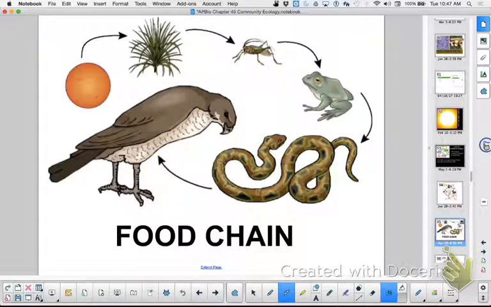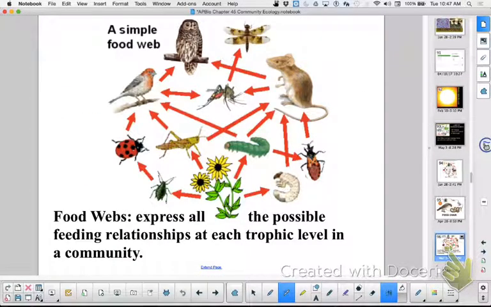So what we're looking at right here is a food chain, a single path of energy flow. But that's not very realistic, right? Because there are other things that eat frogs besides snakes, right? So we want to look at a food web where you can see the interaction and all the possible feeding relationships. And I want you to pay attention to the arrows. Okay, look where the arrows go. And think of the arrows like mouths.